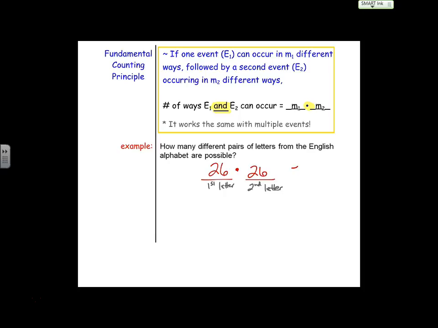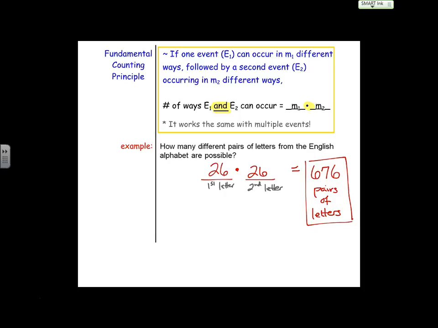And what do we end up getting? What is 26 squared? 676. There are 676 different pairs of letters possible when using the English language. Doesn't that one multiplication seem to make a lot more sense than actually writing them all down and adding 676 different pairs? Yeah.